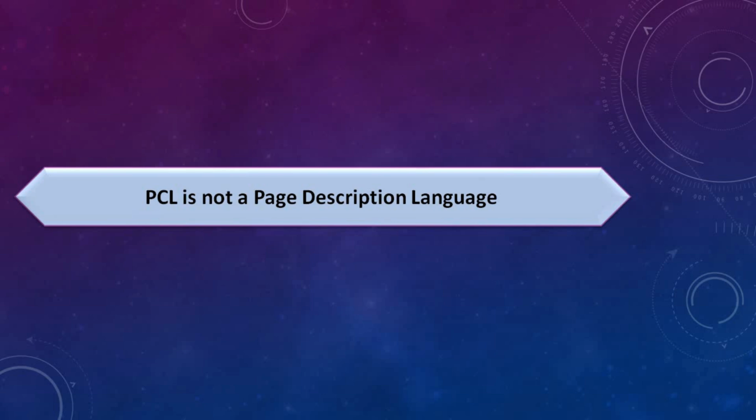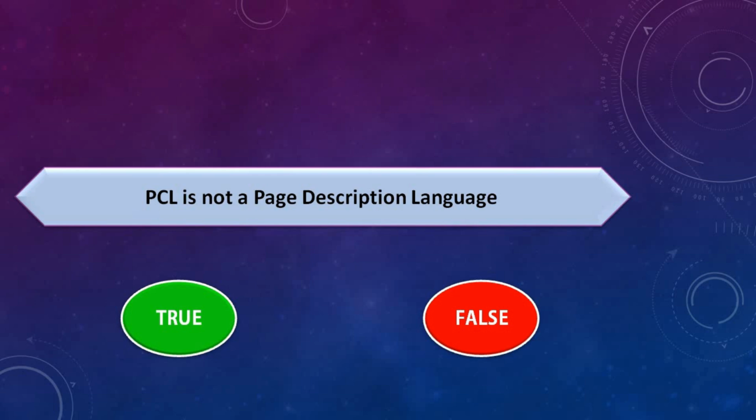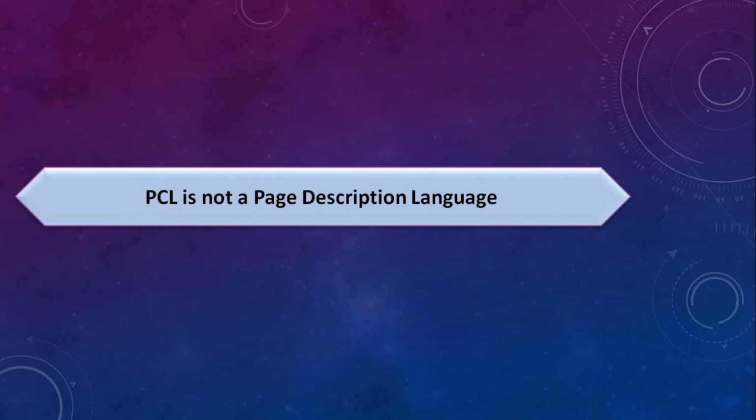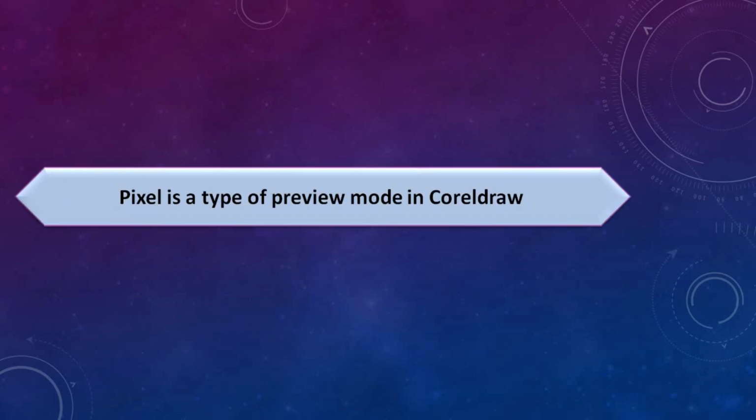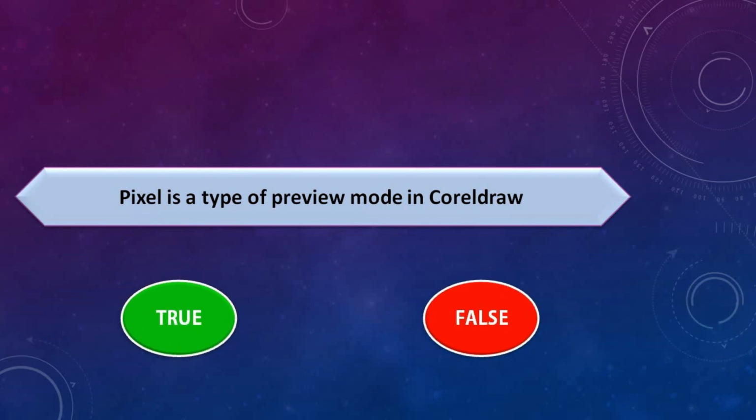PCL is not a page description language. Is it true or false? Printer Control Language. The answer is false. It is a page description language. Pixel is a type of preview mode in CorelDRAW. True or false? Yes, it is true. We have a preview mode called Pixel.